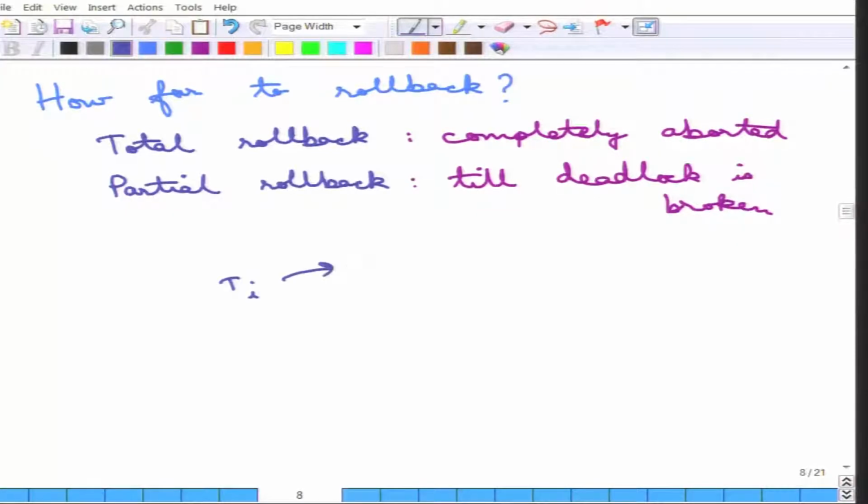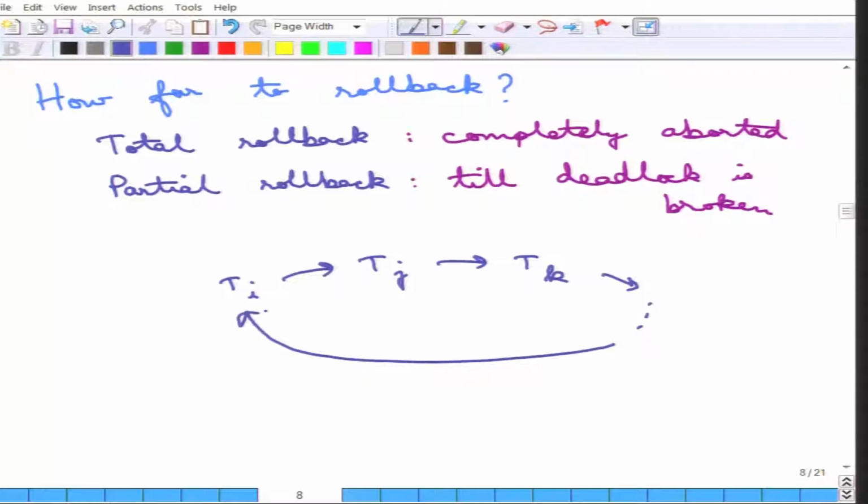So suppose Ti waits on Tj, that waits on Tk, and so on and so forth, and this comes back. Now suppose this Ti waits for Tj because of a data item x. Before that, suppose Tk has held a data item y, and after that it holds the data item z, then it holds the data item w, and so on. Now the problem is with this x. Now Tk is the victim.